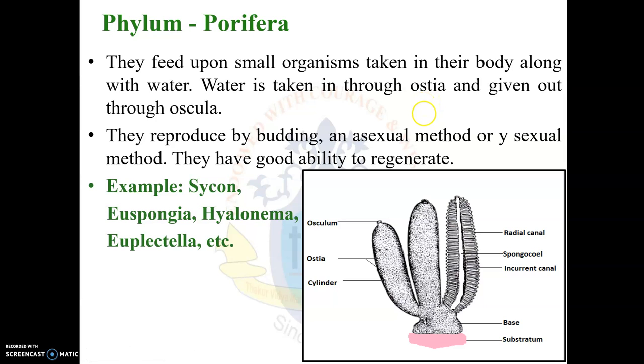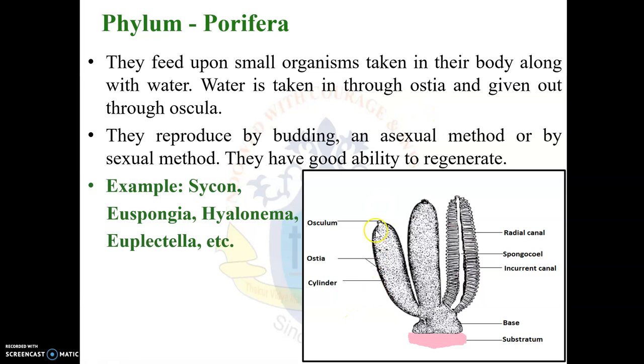Water is taken in through ostia and given out through oscula. Look here in this picture. The small pores on their body are called ostia. So water is taken in through ostia and it is given out through the osculum. Over here on the top you can see the opening. This is called osculum. Oscula is the plural of osculum.